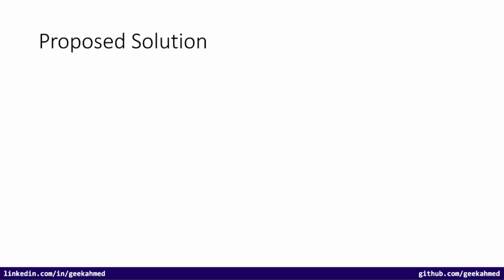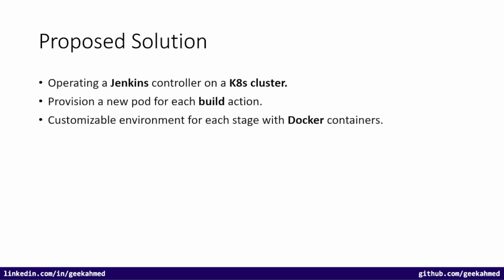We are proposing a solution using Jenkins, Kubernetes, and Docker. This solution is implemented by operating a Jenkins controller that provisions a new customized pod for each build job. This customization is done using Docker images and containers.